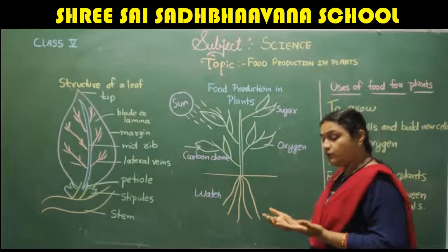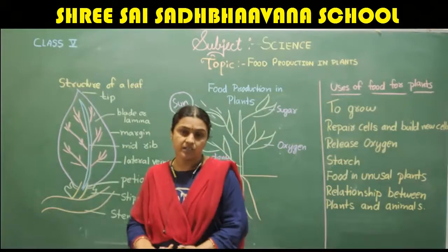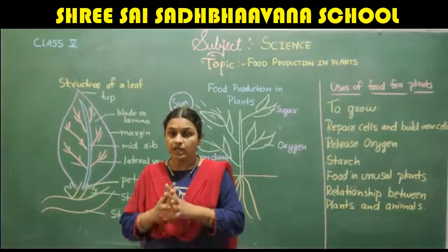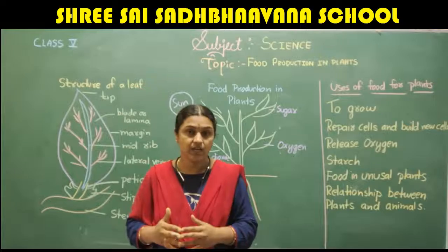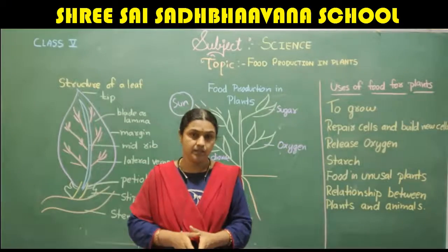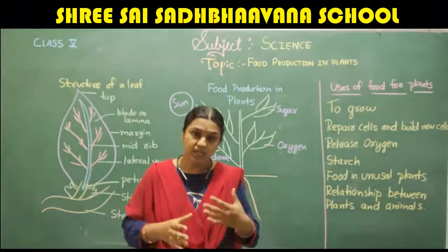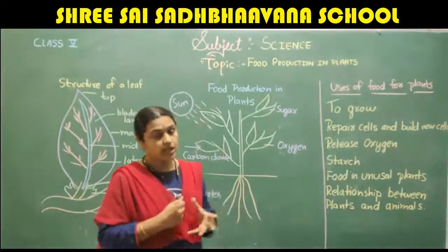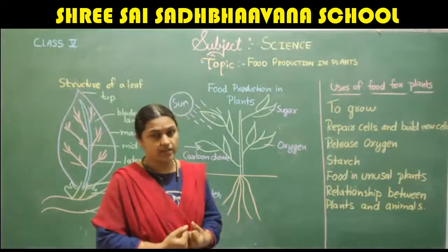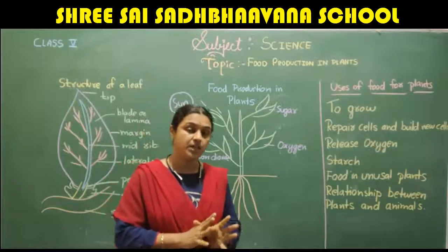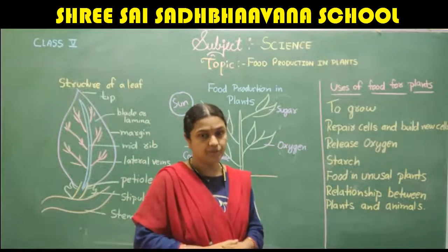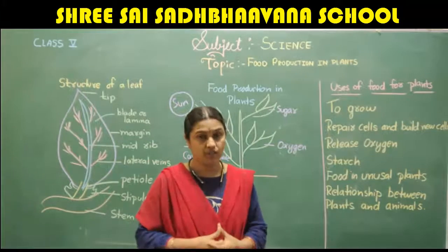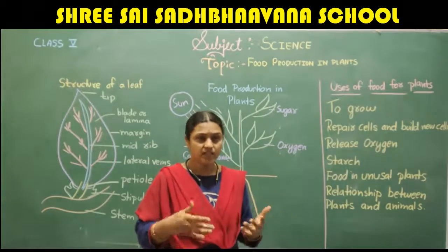Children, if you have noticed, there are some plants which are not green in color. And we know the plants or the leaf is green in color because of the chlorophyll present in it. The chlorophyll helps in taking in the sunlight, and this in turn helps in the production of the food. But some plants do not have this chlorophyll in them. They are red in color, they're in different colors.